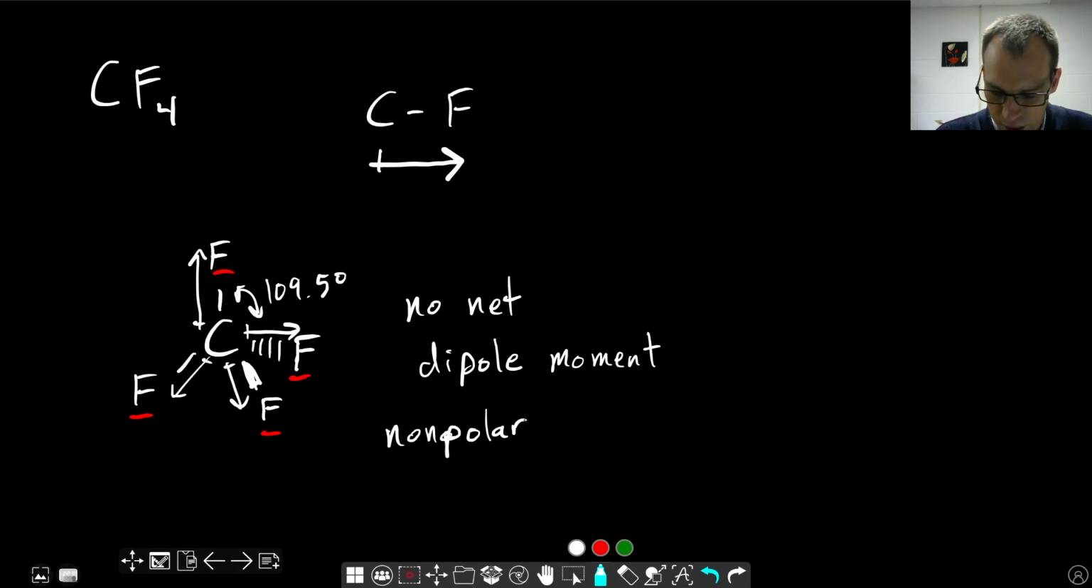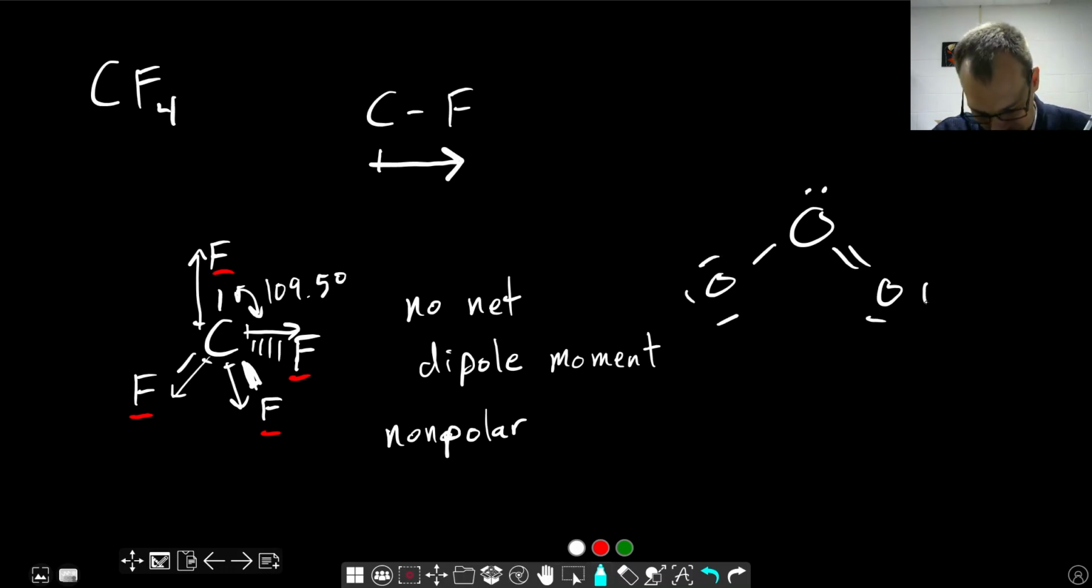All right, let's look at one other example, and then we'll look at a table with a bunch of examples. And that example is ozone. We've looked at ozone multiple times for various reasons. All right, so we get something like this. Now, I want you to pause and think, is ozone polar or nonpolar? It's got a bent geometry, and I just want you to think about that.